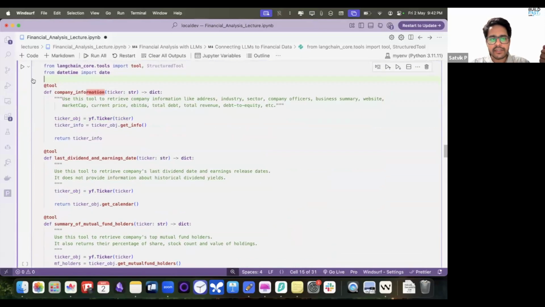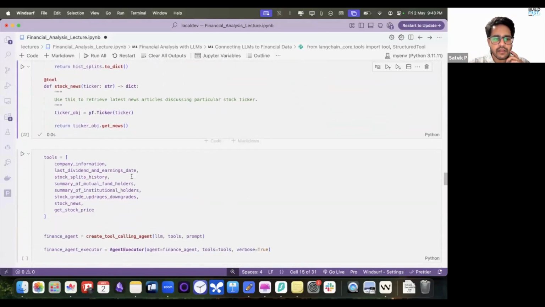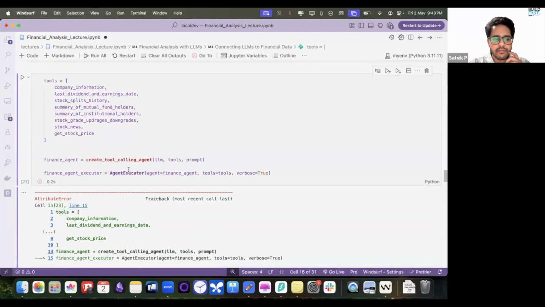I'm creating a function so that I can give my LLM as much financial data as I can. If I can take a GPT model and give it data about everything, stock market data, dividend data, mutual fund data, and everything, my LLM will be able to think better. So I'm just running this code.